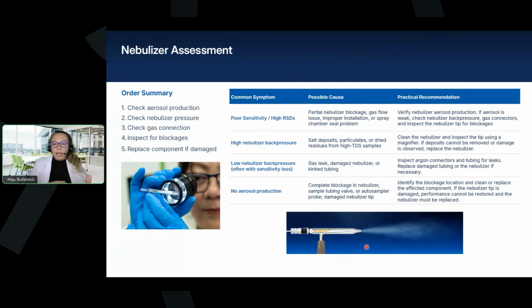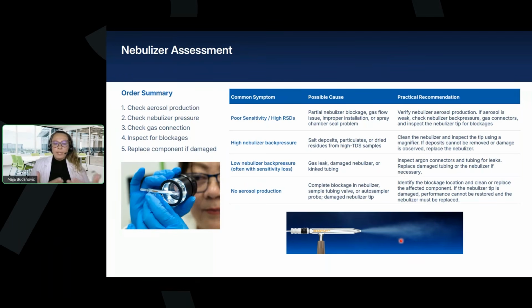Because high back pressure often indicates some kind of restriction caused by salt deposits, particulates, or dry residues. And on the other hand, low back pressure may indicate a leak, a damaged nebulizer, or a tubing issue. And in the case that you do not observe any aerosol production, it could be due to damage to the nebulizer tip itself or some kind of complete blockage. And for all blockages, it's important to identify the blockage location, clean it, or replace the affected component.